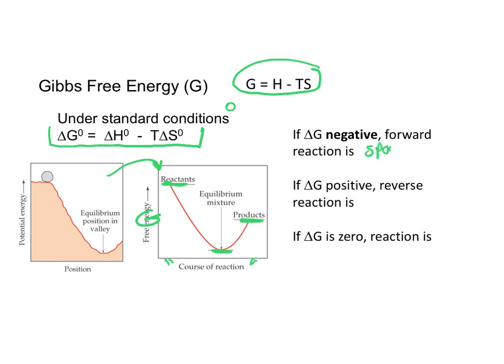What we want to say as we start this section is, if delta G is negative, the forward reaction is spontaneous. Think of the egg drop, how it dropped. If delta G is positive, the reverse reaction is spontaneous. I know it's weird to think about that, but it'll make more sense as we go deeper into the chapter. And if delta G is 0, the reaction is at equilibrium.